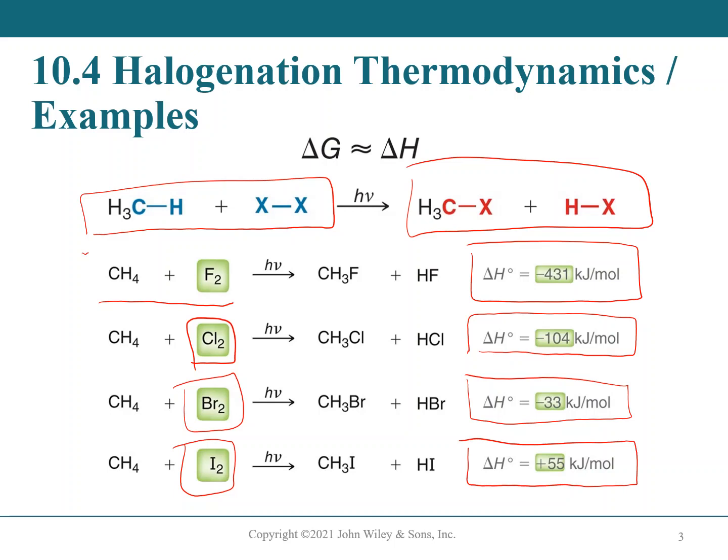So you can see there's obviously a huge difference between the fluorine to bromine to iodine, where fluorine releases a massive amount of energy and iodine would require the addition of additional 55 kilojoules per mole of energy to get the reaction to work. So we'll discuss the fluorine and iodine in a little bit more detail in the next slide.